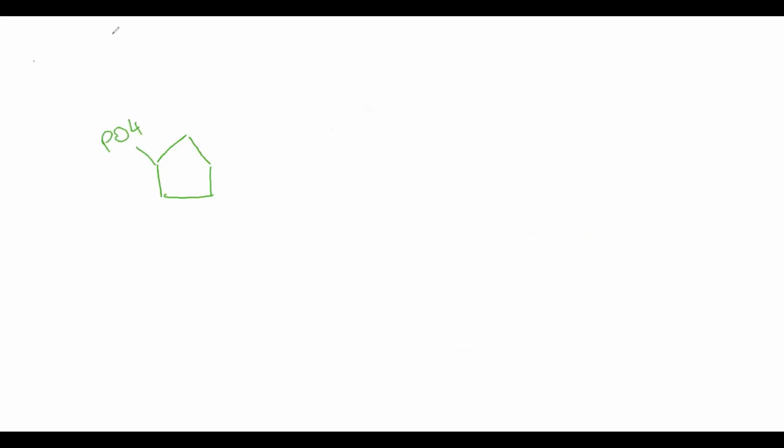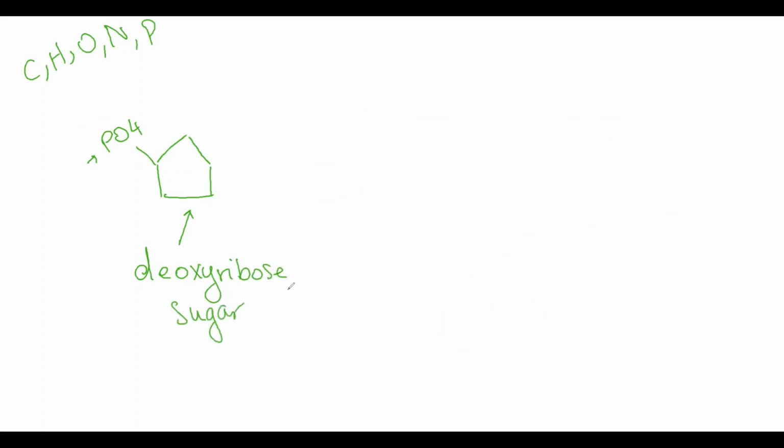Phosphate, because I said carbon, hydrogen, oxygen, nitrogen and phosphorus. So this is the phosphorus in phosphate. And this is a type of sugar, because it is DNA, so it is deoxyribose sugar. DNA is an abbreviation of deoxyribonucleic acid. So that's why the sugar here is deoxyribose sugar.